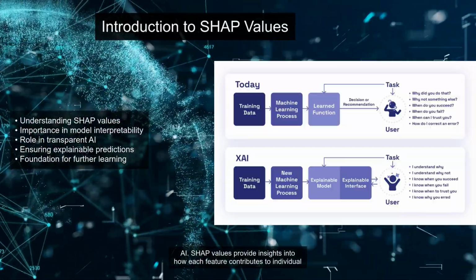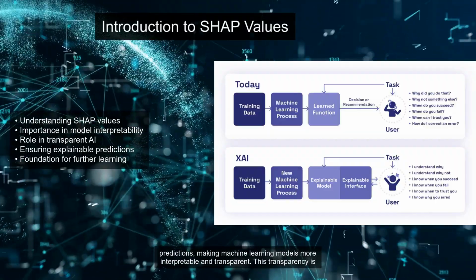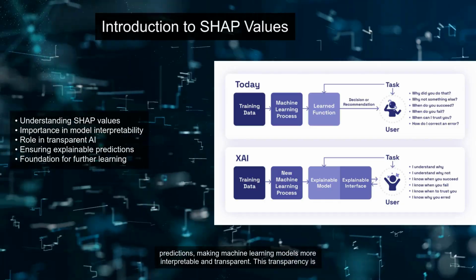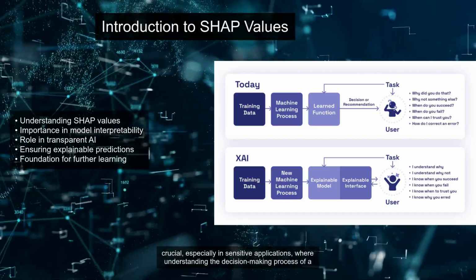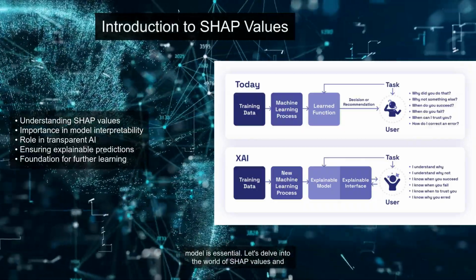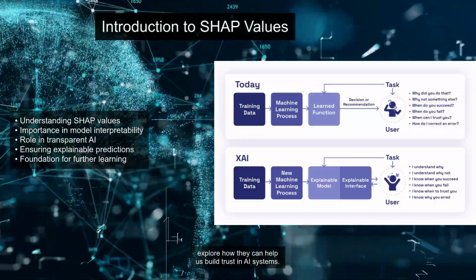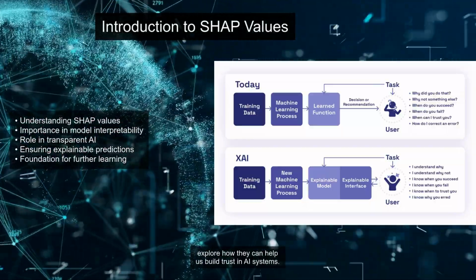SHAP values provide insights into how each feature contributes to individual predictions, making machine learning models more interpretable and transparent. This transparency is crucial, especially in sensitive applications, where understanding the decision-making process of a model is essential. Let's delve into the world of SHAP values and explore how they can help us build trust in AI systems.